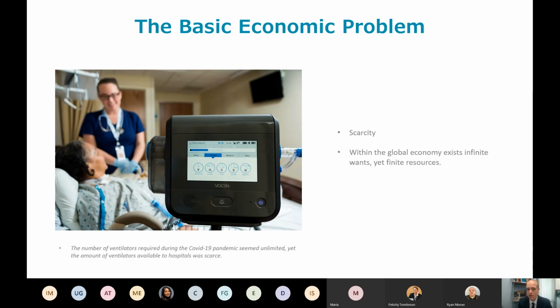The basic economic problem is scarcity. This basically means that we don't have enough stuff, for want of a better phrase. So within the global economy, all resources are limited. Every single country has a limited amount of land in which they can build new buildings and grow crops to feed their populations. In addition, we're limited by the size of our population itself.